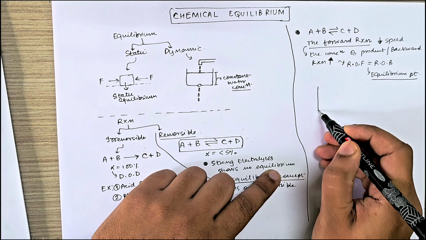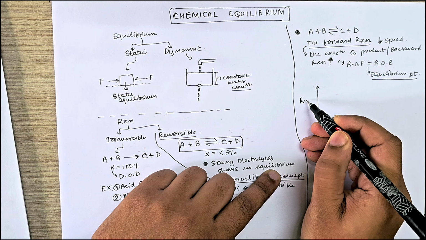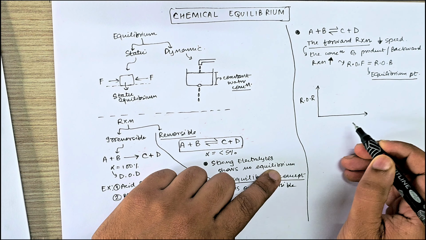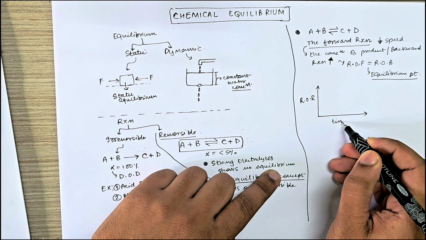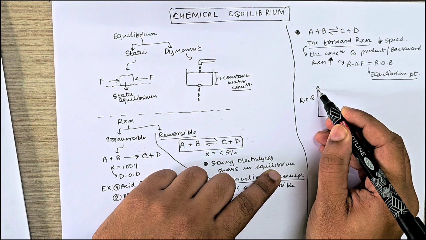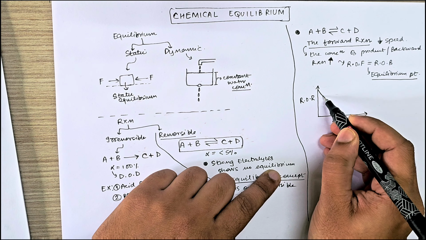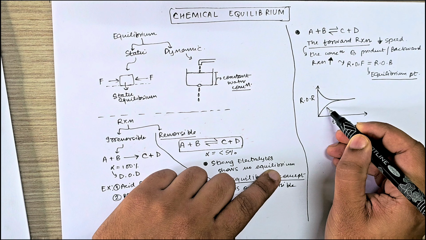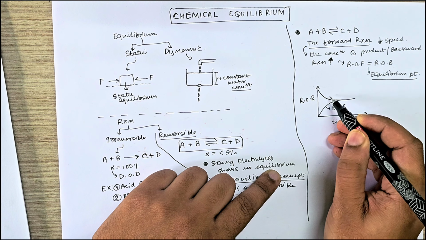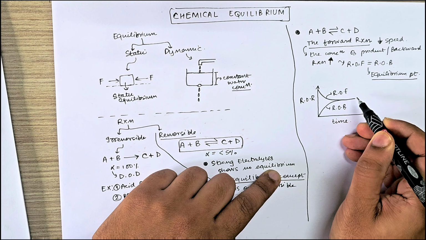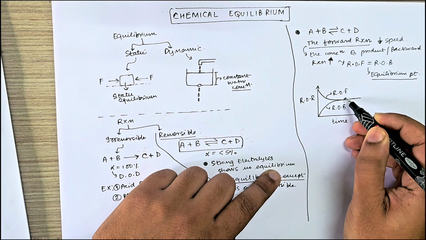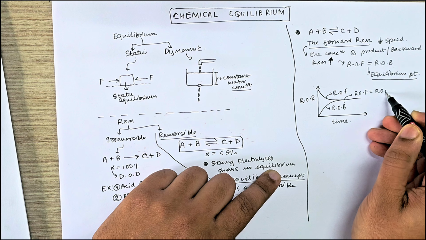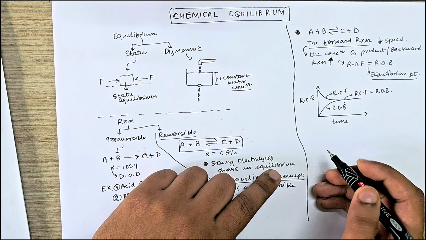So here we will understand it graphically. This is the rate of reaction, and on the x-axis I am drawing time. So with time the rate of forward reaction decreases. So here I am drawing this as decreasing, and the rate of backward reaction is increasing. This is the rate of backward reaction, and this is the rate of forward reaction, and this point implies that the rate of forward reaction is equal to the rate of backward reaction. This point is known as the equilibrium point.